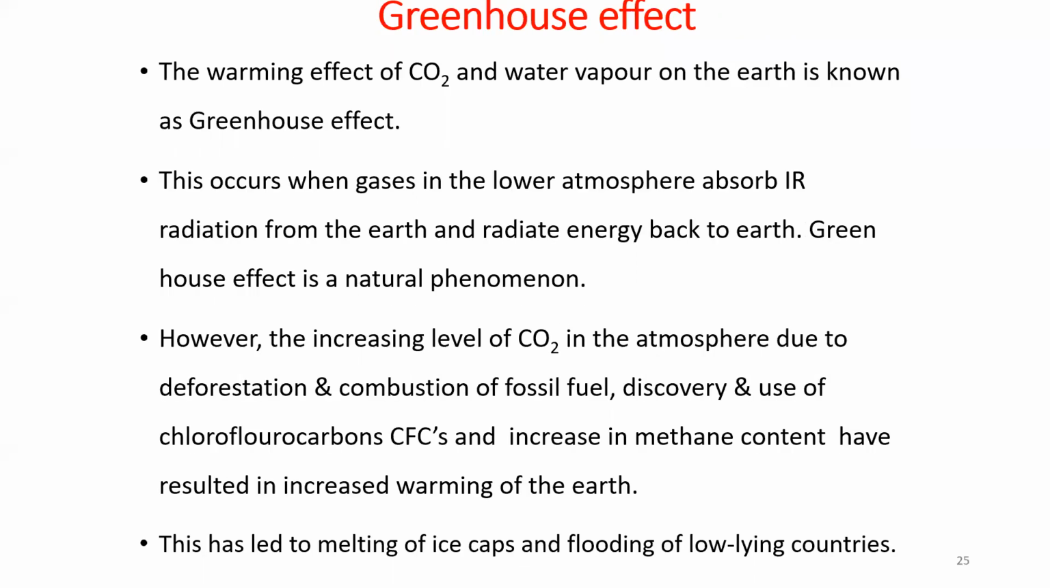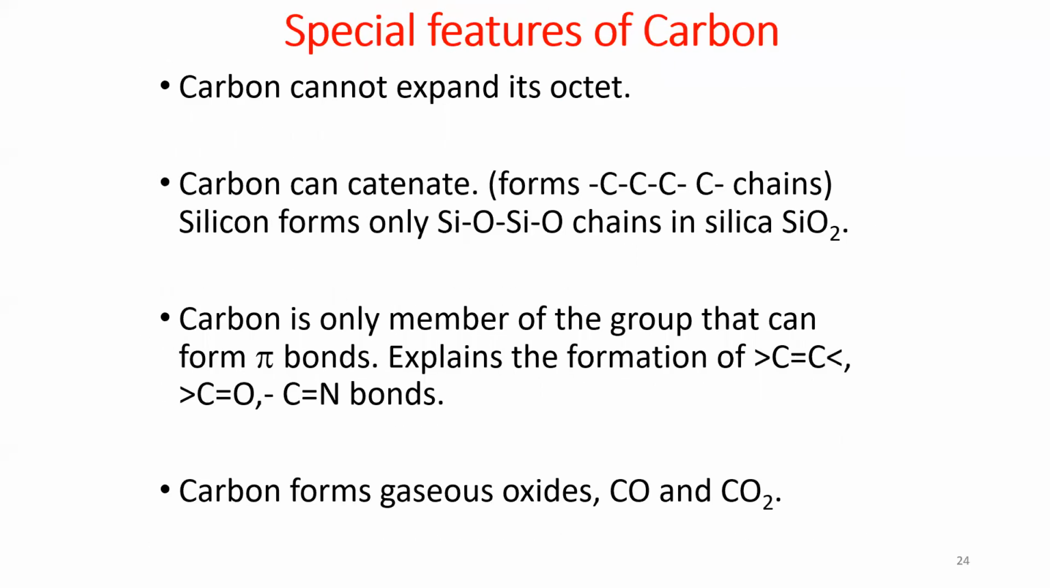So we look at carbon. Carbon is special among this group. Aside from being the smallest element, it has the highest electronegativity and the highest melting and boiling point. Your carbon cannot expand its octet, because it does not have the d orbital, so the maximum number of bonds it can form is 4. And again, your carbon can catenate. Carbon is the only element among your group 14 elements that can catenate, that means it can form chains with itself.